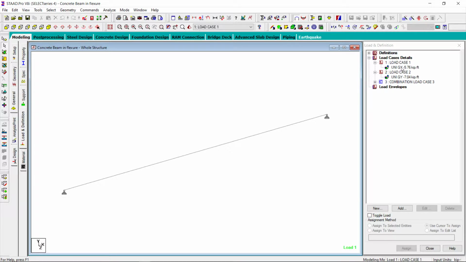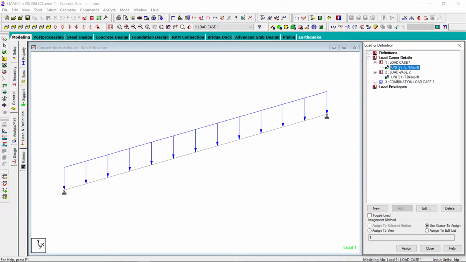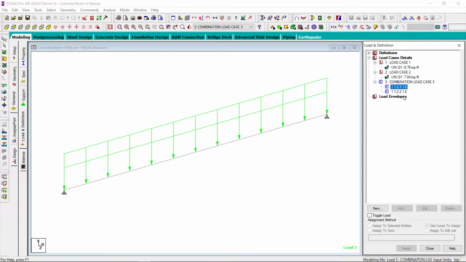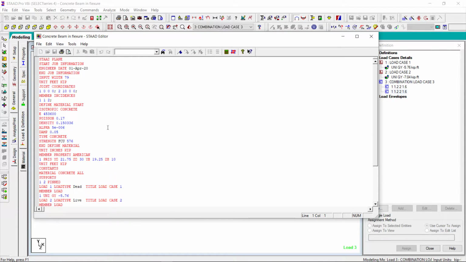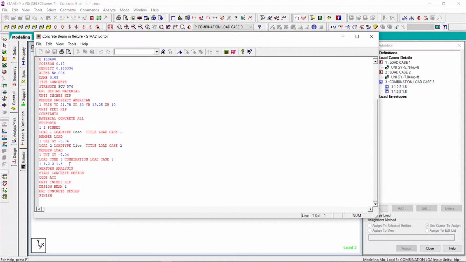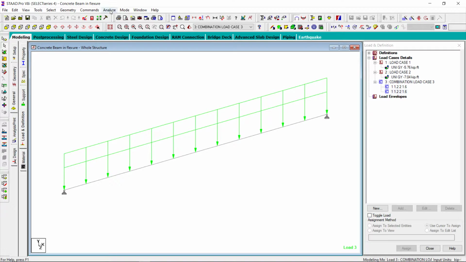And I input these values over here. You can see the dead load is 5.76 kip per running foot and the live load is 7.04 kip per running foot. And of course a combination of 1.2 dead plus 1.6 live. Let's just edit and see. Okay. Now let us analyze.